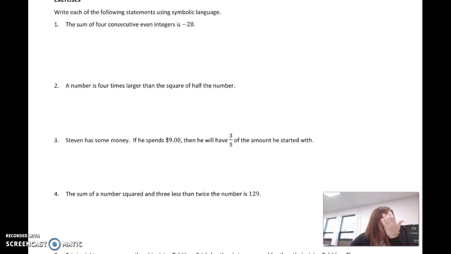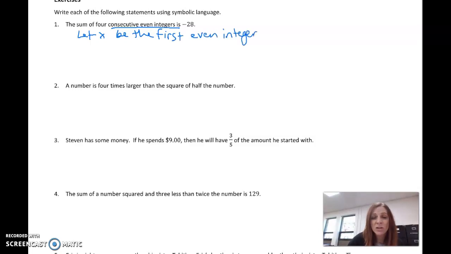The sum of 4 consecutive even integers is negative 28. Let X be the first, sorry, this is really sloppy, even integer. So it's going to be like in the other video with odd integers, but I'm identifying it as the first even integer. So if I have 4, number 1, that's the first even. 2, 4, 6, 8. That's just an example of 4 consecutive even numbers.